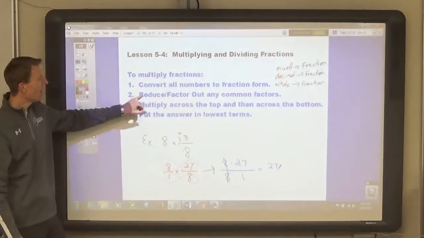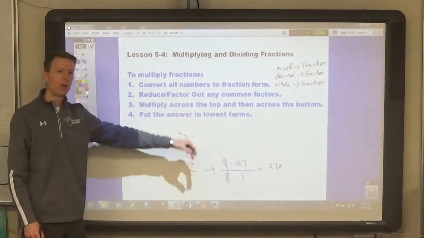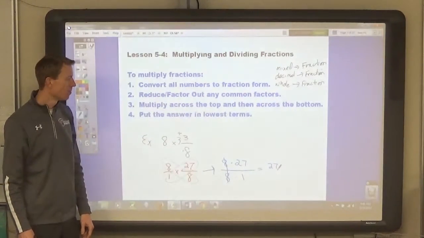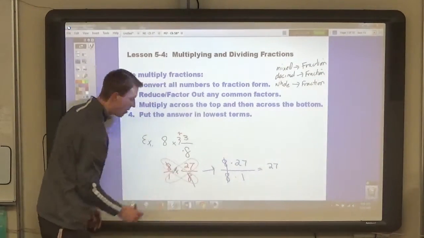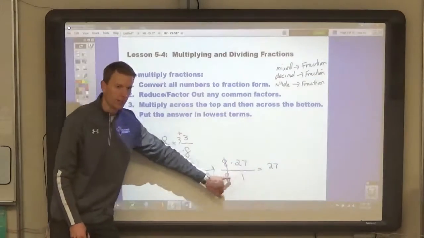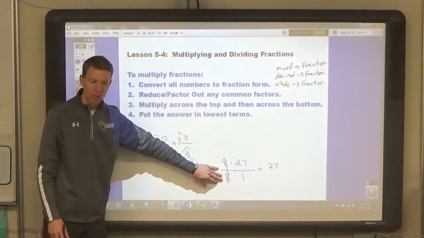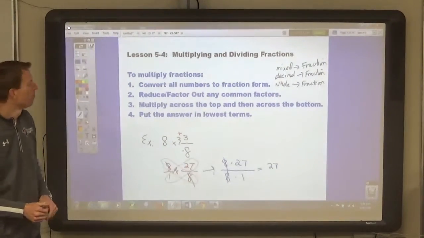Okay? So by factoring out, we didn't have to multiply 8 times 27 and then reduce the fraction into lowest terms. We just cross out the 8s. And you can do that even without rewriting it. But I wanted to show you why it works, because of the commutative property, we can rewrite and we can factor out the 8, okay?